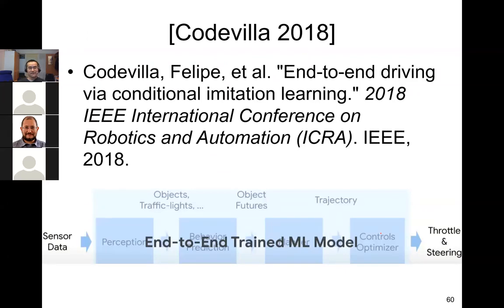We have one final paper. This one is relatively simple, so I think we'll just go through it. This is end-to-end driving with conditional imitation learning.